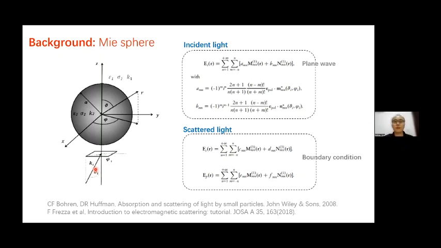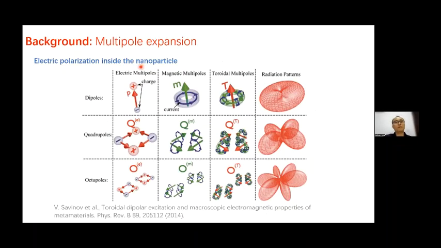So, nanoparticle scattering is a widely studied topic. One of the most well-known nanoparticle scattering is the Mie scattering. That is the light scattered by a Mie sphere. For this simple geometry, we have analytical solutions for both the field inside the nanoparticle and the field outside the nanoparticle. But for an arbitrarily shaped nanoparticle, we usually do not have analytical solutions. For these cases, we usually need to do a full wave simulation.